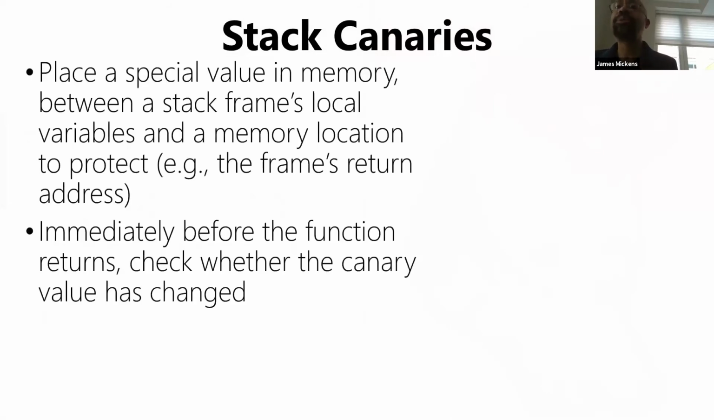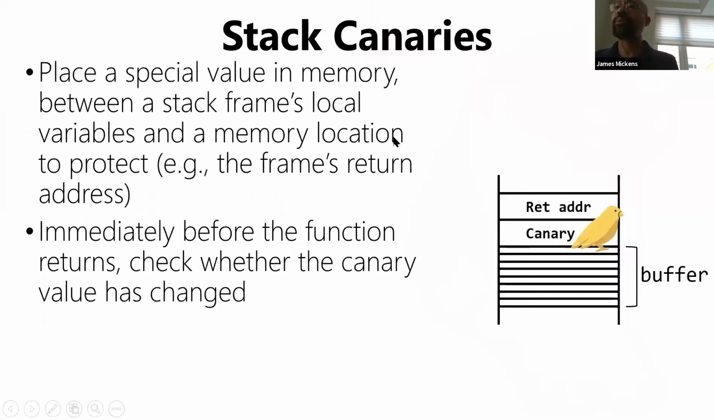So one defense mechanism that is very common now is called stack canaries. So how do stack canaries work? The basic idea is you want to place a special value in memory between a stack frame's local variables and some memory location to protect, for example, the return address for a frame. And then immediately before the function returns, we want to check whether the stack canary value has changed. And so basically we have something like this. We have the buffer, the return address, and the canary sits in between.